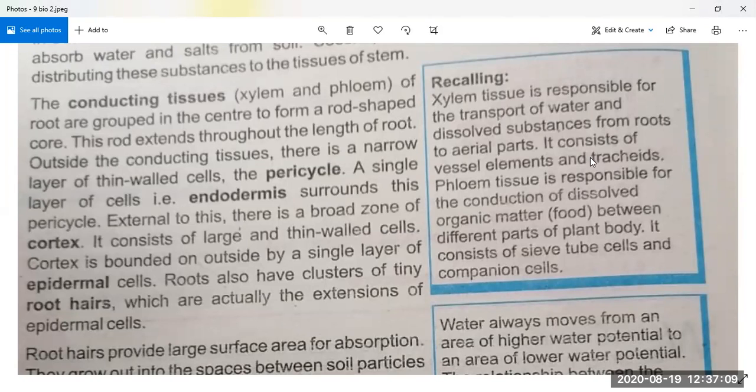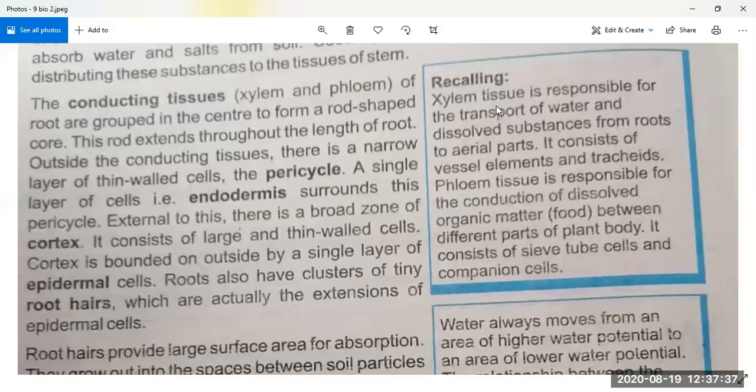First of all, xylem tissue is responsible for the transport of water and dissolved substances from roots to aerial parts. So you have to write a short question here: differentiate between xylem and phloem tissue. It is a very important short question for your board exam. Xylem tissue is responsible for the transport of water and dissolved substances from roots to aerial parts. Its important function is the transport of water.